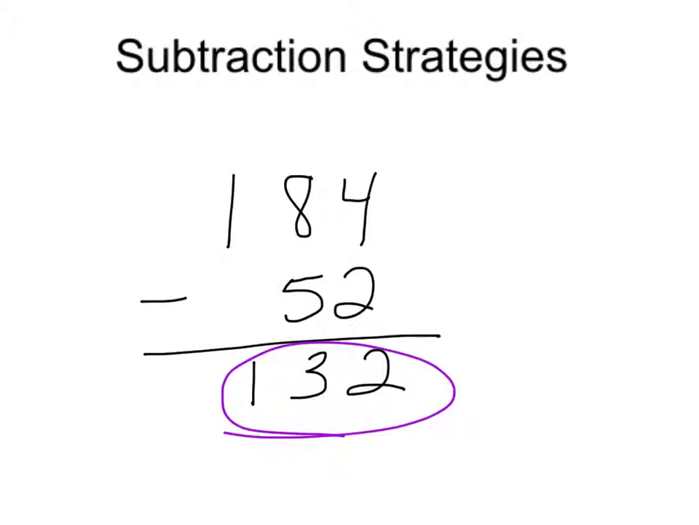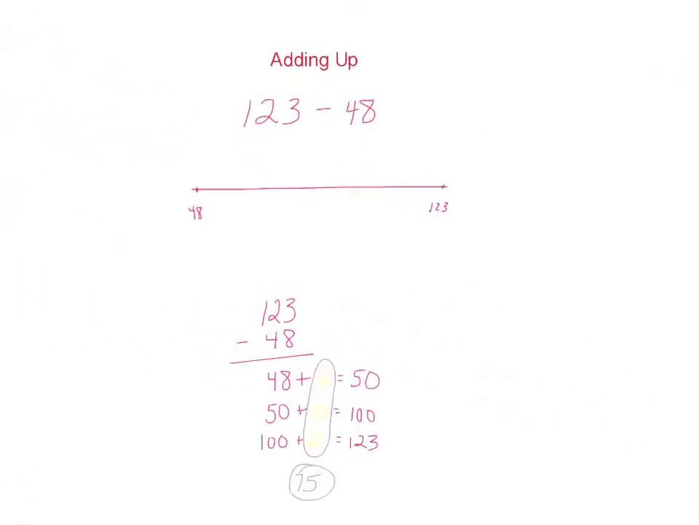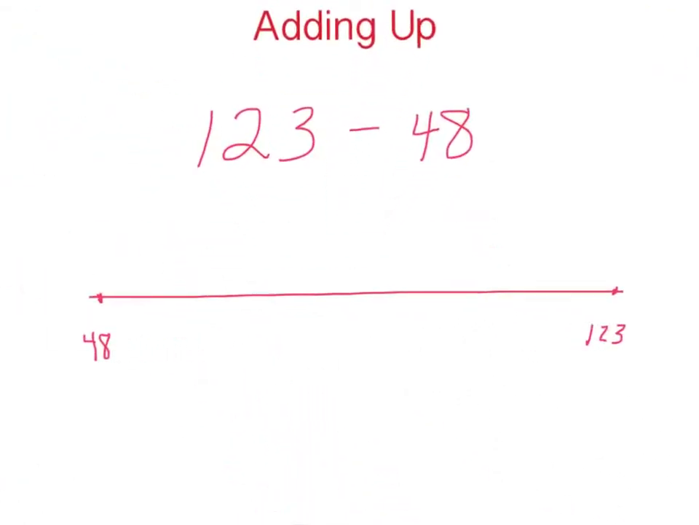Let's move over to the adding up strategy. We teach the adding up strategy to students with a number line, and we have them put both numbers on the number line and then make jumps from the smaller number towards the bigger number to find what the distance is between them. With this problem, students might start at 48 and jump 2 to get to 50.